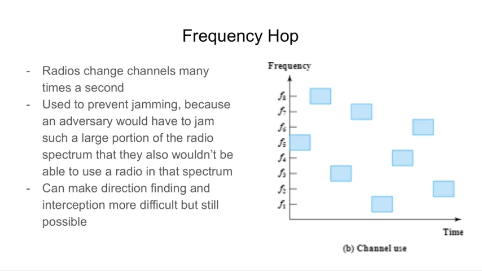And if you do this with a wide range of frequencies, it can be very hard to jam because an adversary would have to jam such a large portion of the radio spectrum. And if you think about it, if they're jamming that portion of the radio spectrum, they also can't use that part of the radio spectrum themselves. It could also make direction finding difficult, but not necessarily impossible.